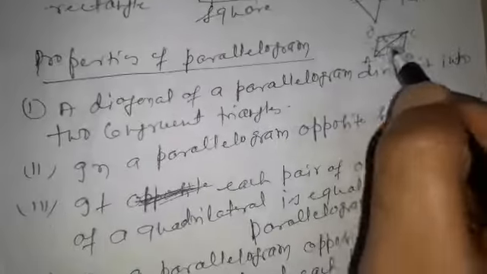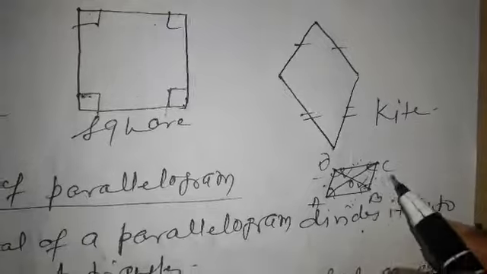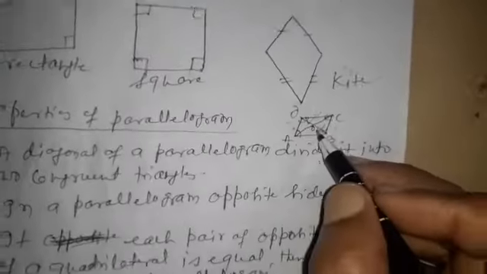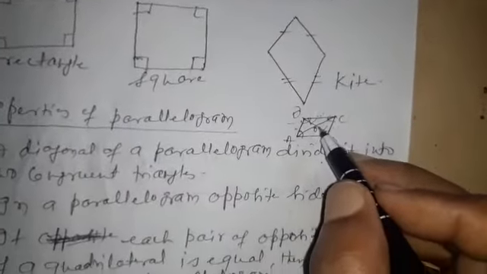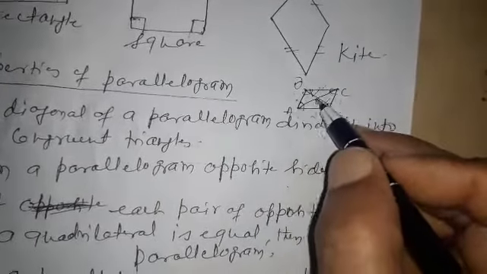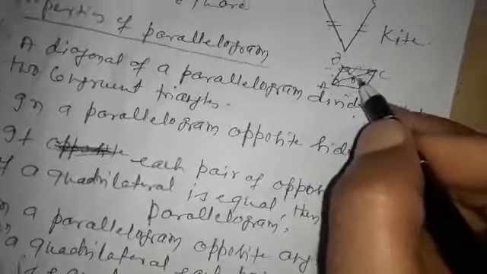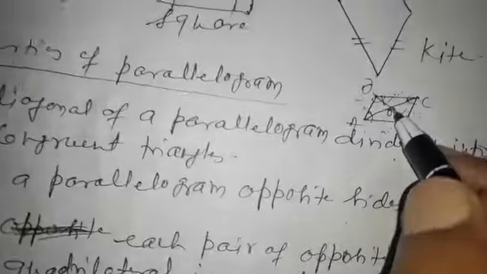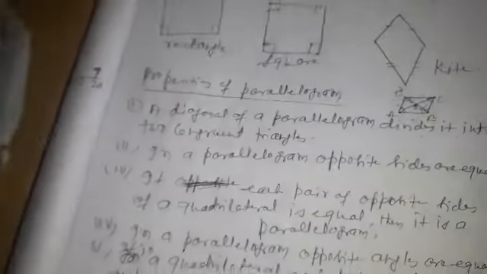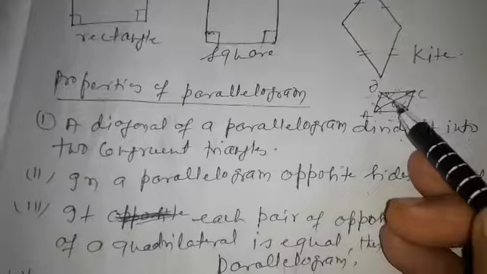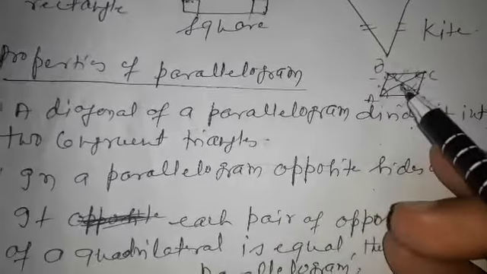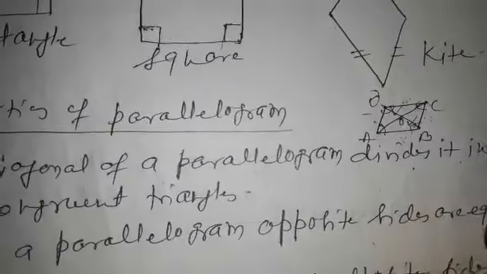Now, diagonals of a parallelogram bisect each other. It means AC and BD are diagonals and they intersect each other at point O. Then OA is equal to OC and OD is equal to OB. It means diagonals are bisected in a parallelogram. Its converse: if in a quadrilateral the diagonals bisect each other, then it is a parallelogram.